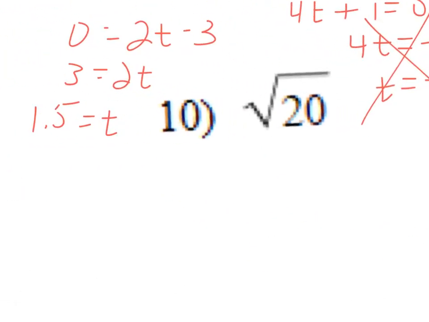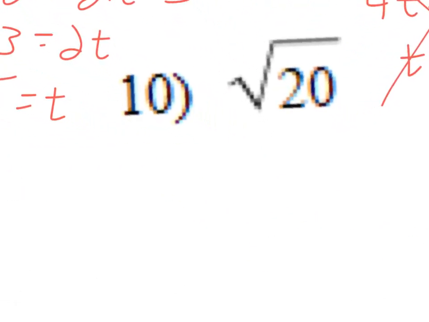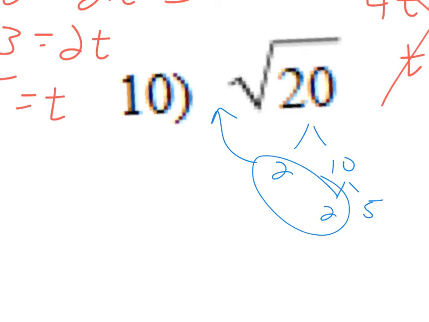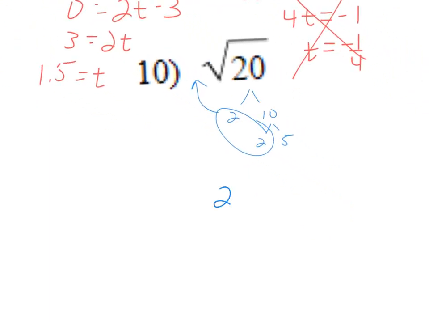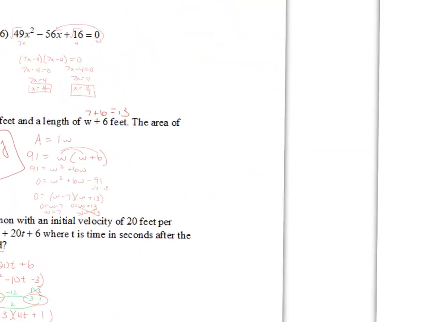Okay, number 10 here. I'm going to go ahead and break this down to 2 and 10, 2 and 5. The 2's pair up and move out. So I've got a 2 on the outside and 5 on the inside. Okay, next page.